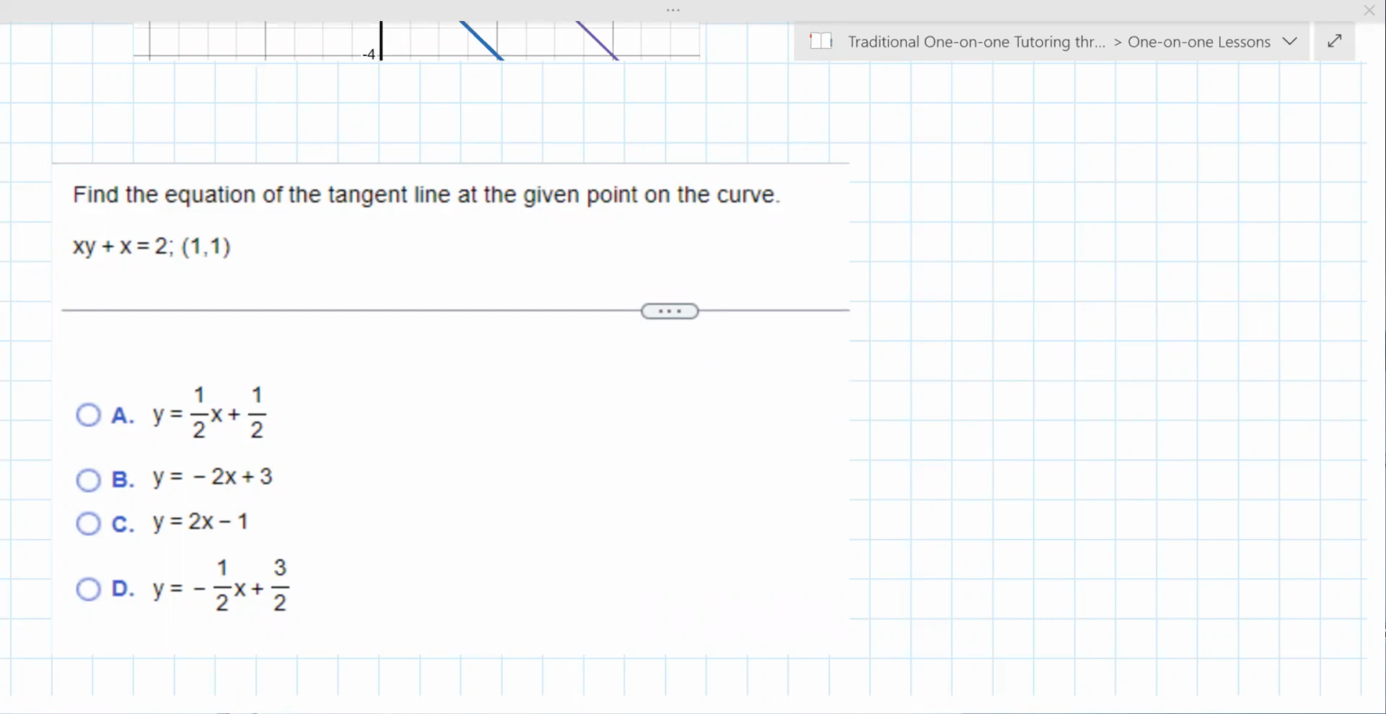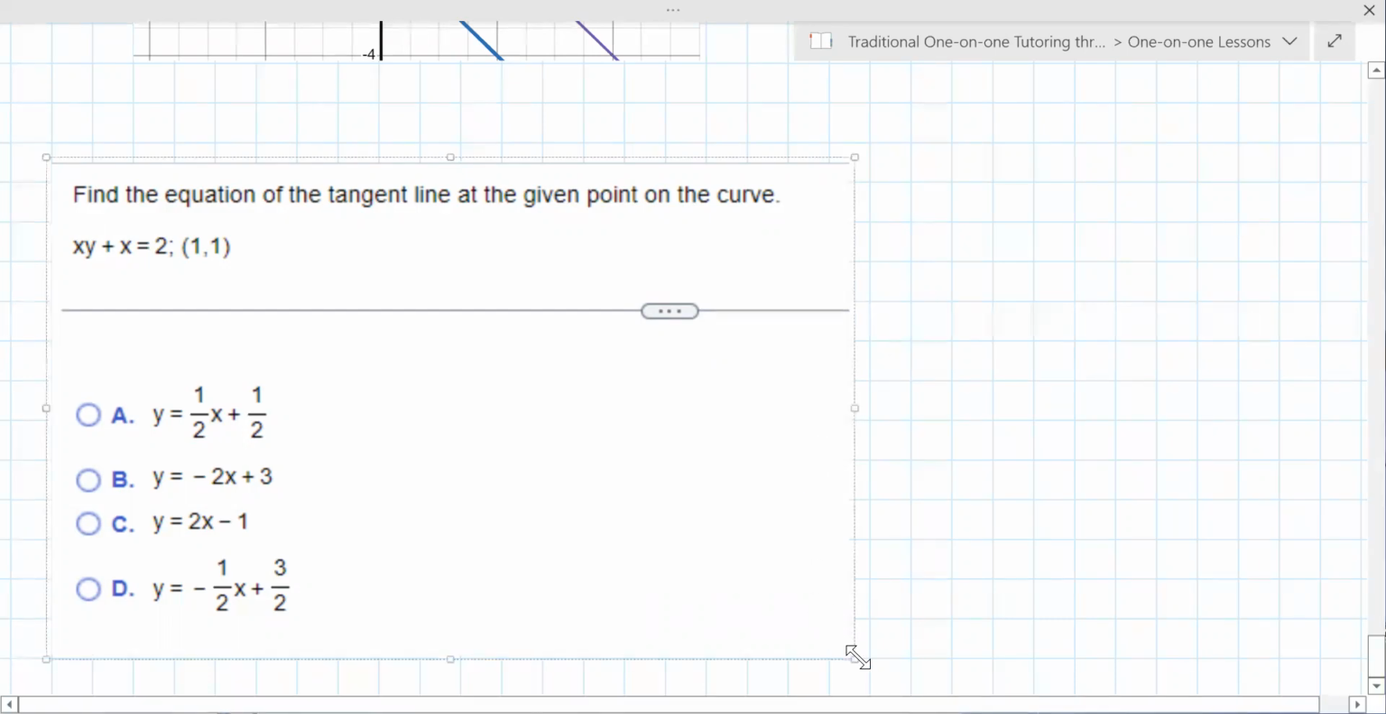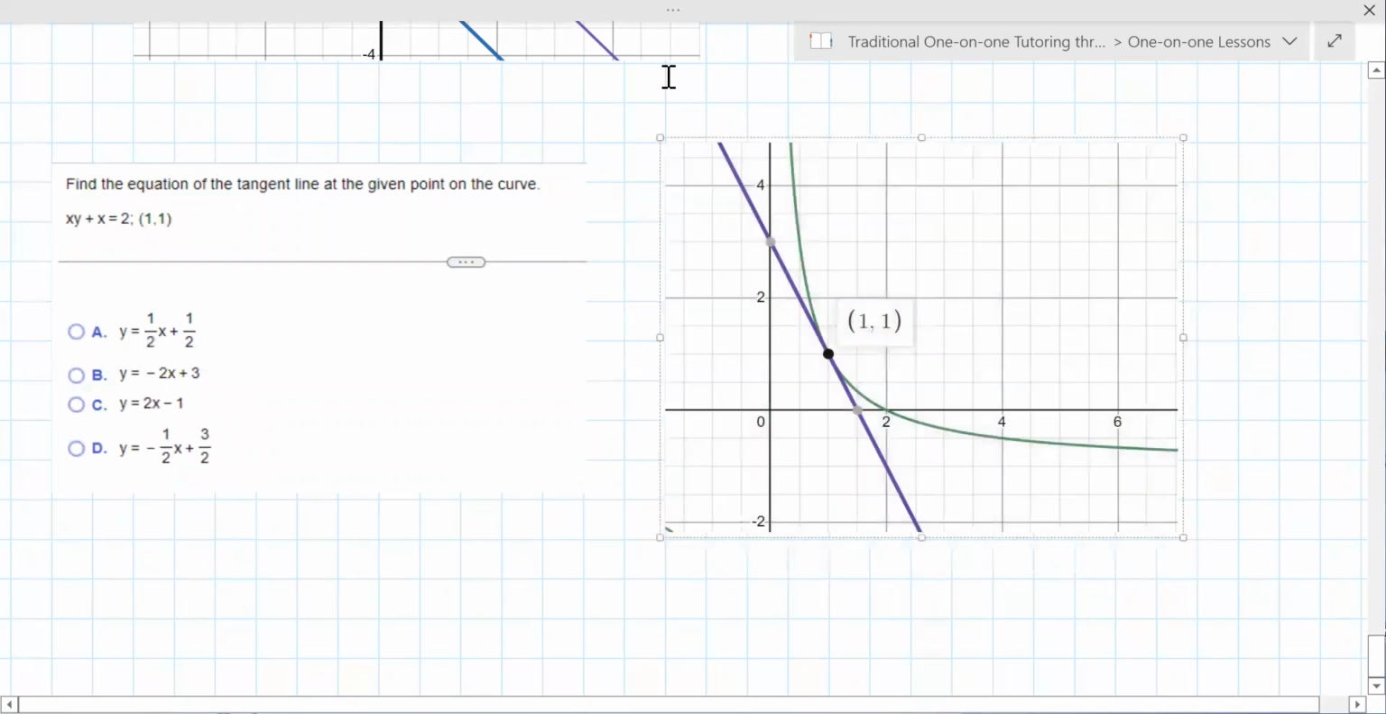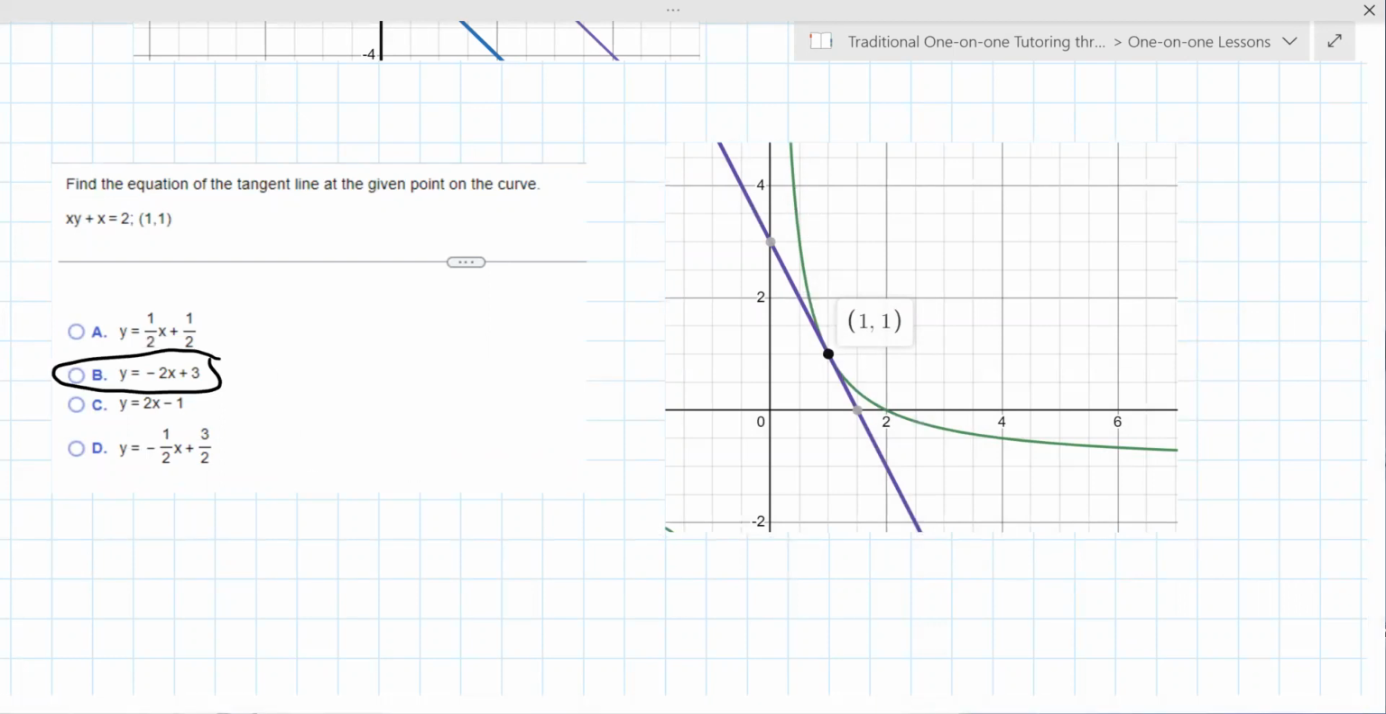All right, so here it is. This is the second equation. You can see that it's tangent there at 1, 1. It just hits it, bumps up against it real nicely.